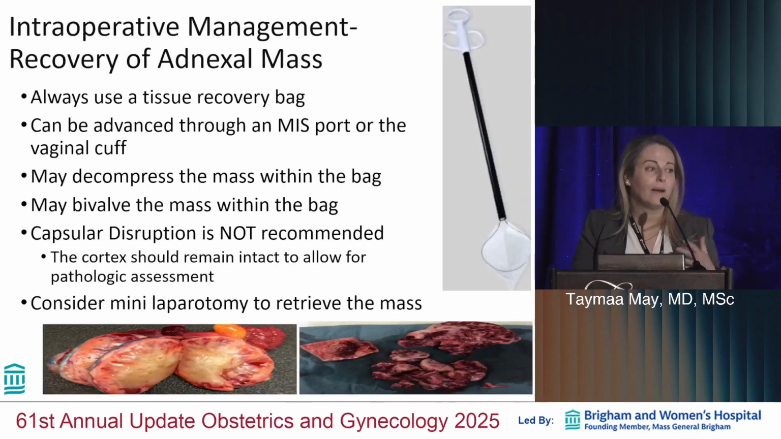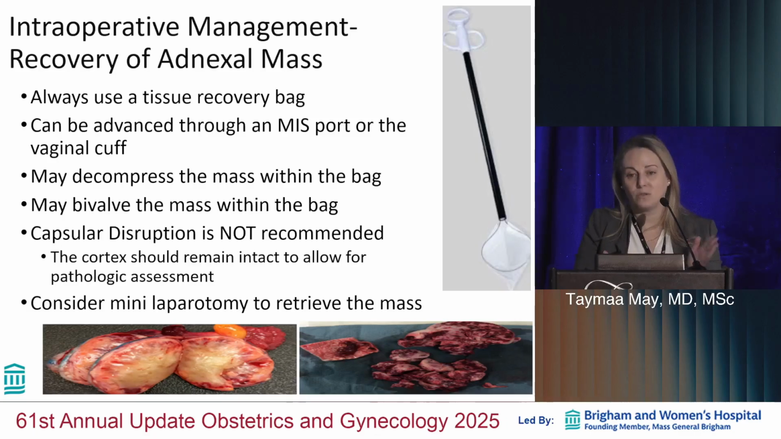We can put it in a bag, and the bags come in 8, 10, 15 millimeter sizes. You can put it through one of the MIS ports, or you can put it through the vagina if you're doing a hyst. I often do that. If the mass is big, you disconnect the uterovarian, the cornua, and let the mass fall towards the upper abdomen. Then you can do the hysterectomy without the mass in the way.